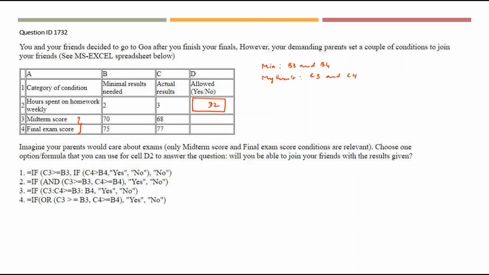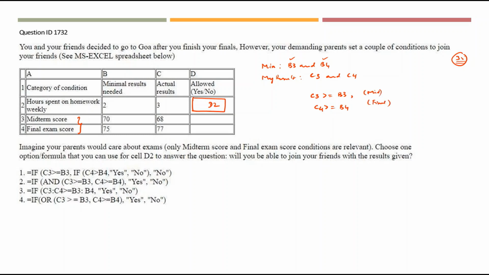I should check whether I have scored greater than or equal to the minimum marks. If I say the average mark is 35, I want to know whether I passed or failed. I will check whether my mark is greater than or equal to 35. So this minimum limit is what we see in B3 for midterm score and B4 for final exam score. So the conditions will be C3 greater than or equal to B3. This is for the midterm score, and C4 greater than or equal to B4. This is for the final exam score.